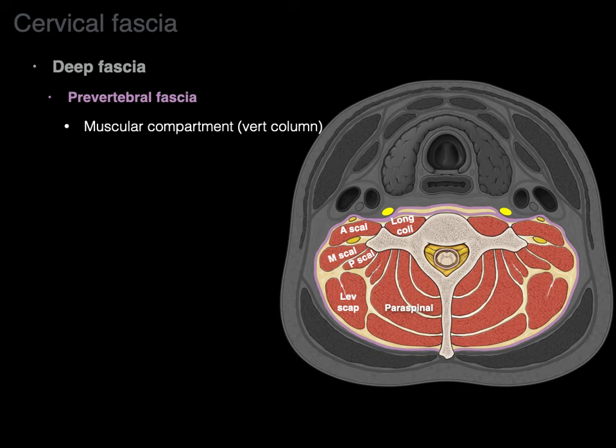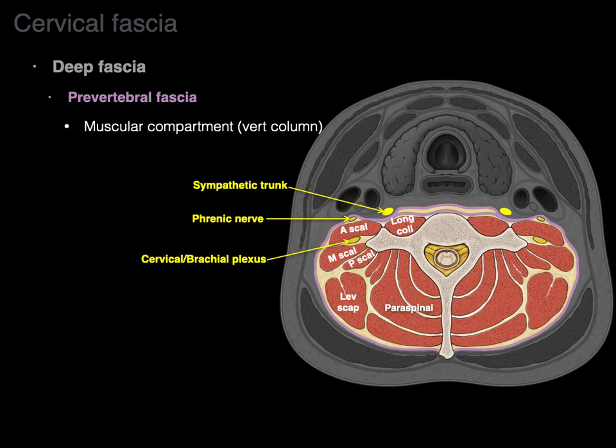paraspinals. Now, the sympathetic trunk, anatomists usually don't include it in there, but often radiologists will include it as part of the prevertebral fascia. I've colored it outside because I'm an anatomist. The phrenic nerve is in front of the scalene, and the cervical and brachial plexuses both course from between the anterior and middle scalenes, all this within the prevertebral fascia.